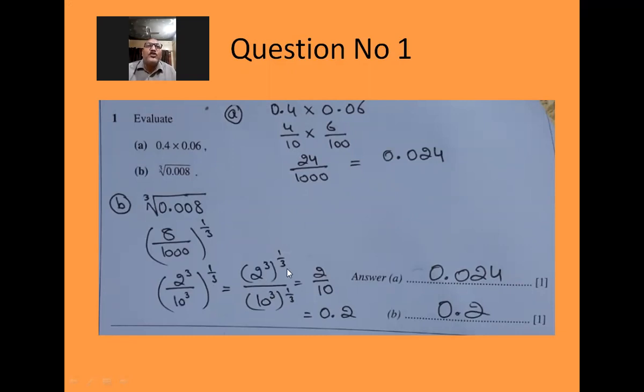So you will have 2 raised to power 3 raised to power 1 by 3, and 10 raised to power 3 raised to power 1 by 3. The power of the power multiplies with each other. So 3 will multiply with 1 by 3, and the 3s cancel, so you are left with 2. Here also, 3 multiplies with 1 by 3 and they cancel, so you are left with 10. So 2 by 10 is 0.2, and your answer will be 0.2. This is how you will do question number 1. Hopefully you understand.